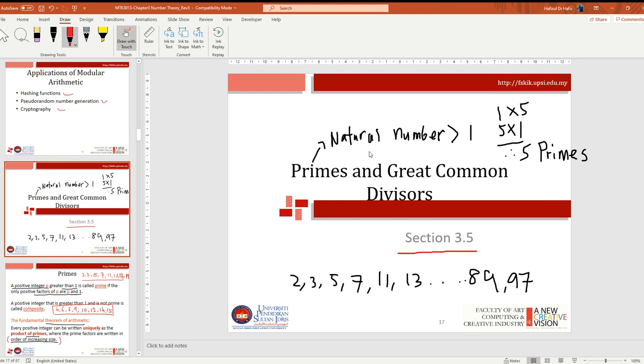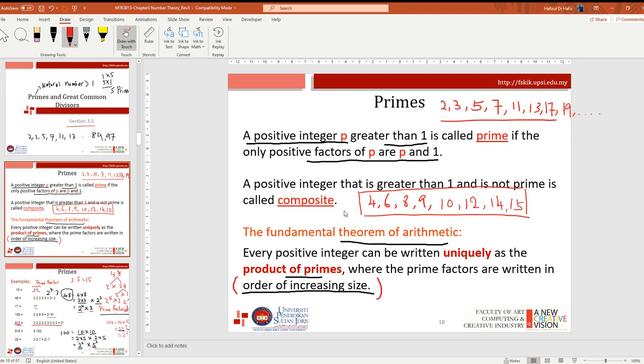For natural numbers, I have explained. Other than that, we can call it a composite. P greater than 1 is called prime; the only positive factors of P are P and 1. Then the fundamental theorem of arithmetic: every positive integer can be written uniquely as the product of primes, where the prime factors are written in order of increasing size.